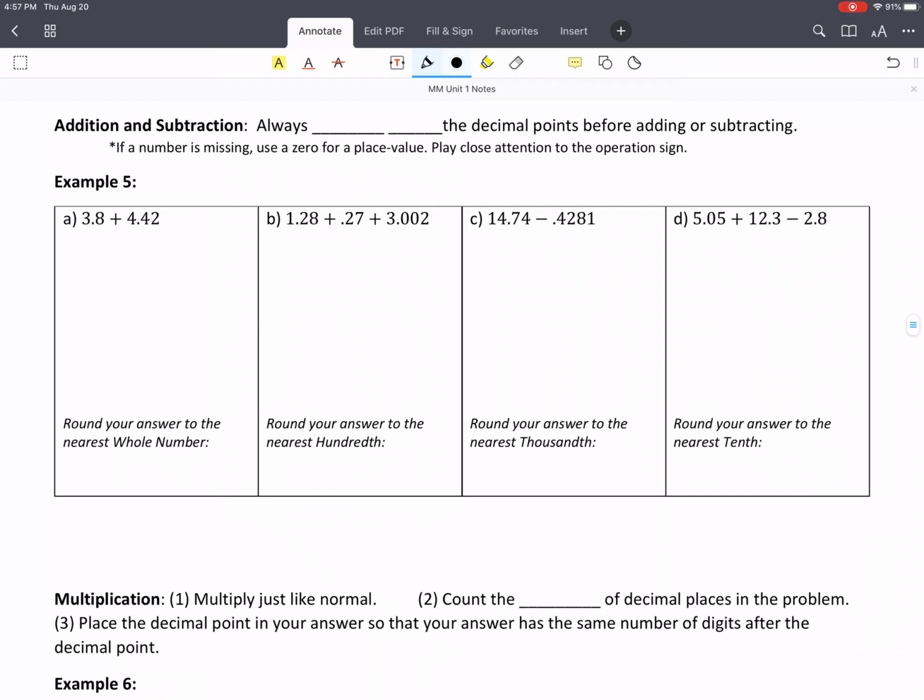addition and subtraction. When adding and subtracting, I want to change it to red. We need to line up the decimal points before adding and subtracting. And this is also a key point: if a number is missing, use a 0 for a place value. Pay close attention to the operation sign.